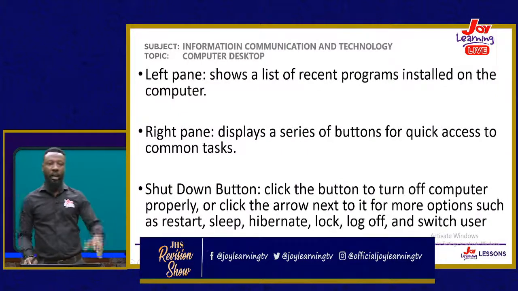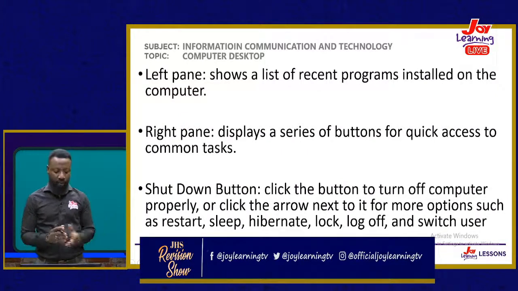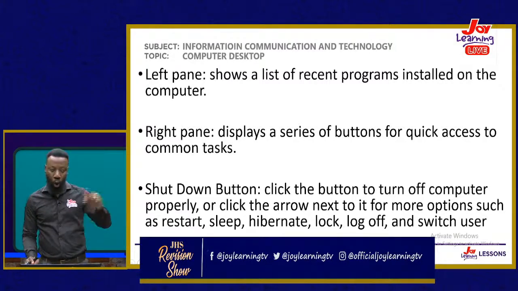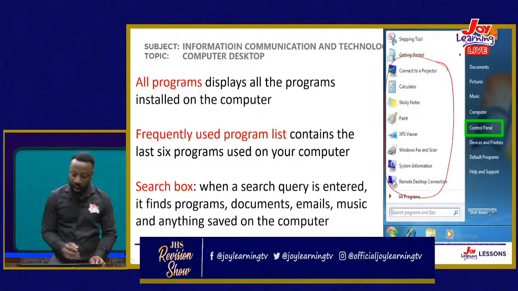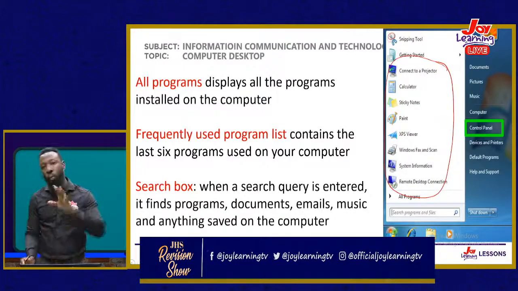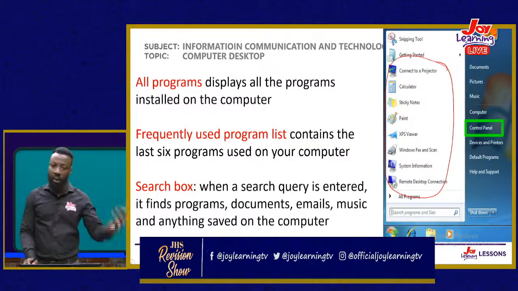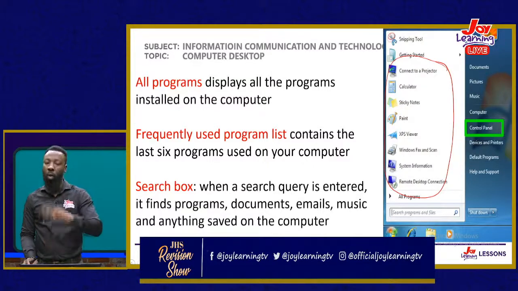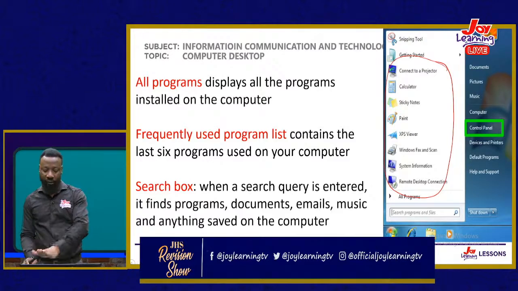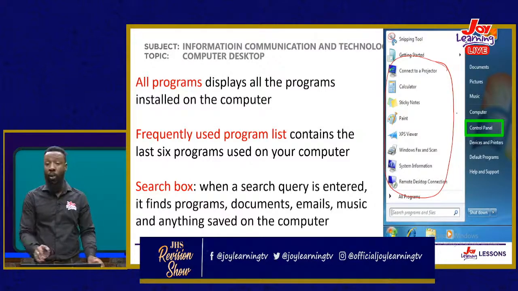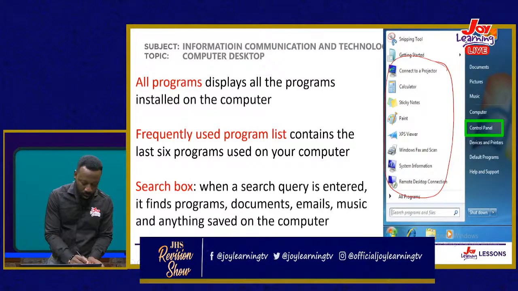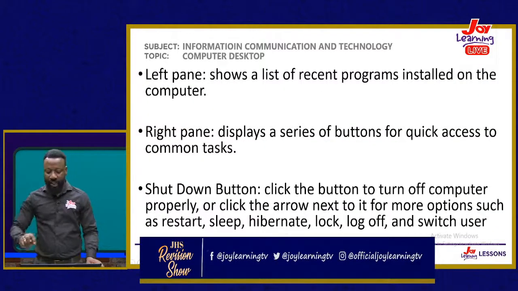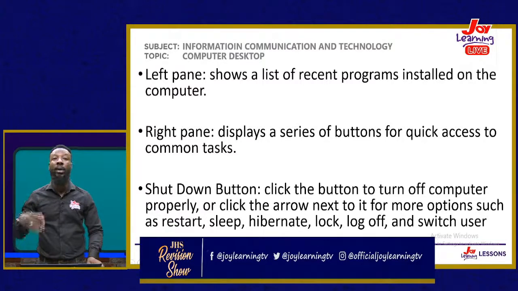We also have what you call the left pane, which shows the list of recent programs installed on the computer. As I said, it is not all about what you have been using, but also what has recently been stored on your computer. You can find it in the left pane, where we have the white background. Then the right pane displays a series of buttons for quick access to common tasks.